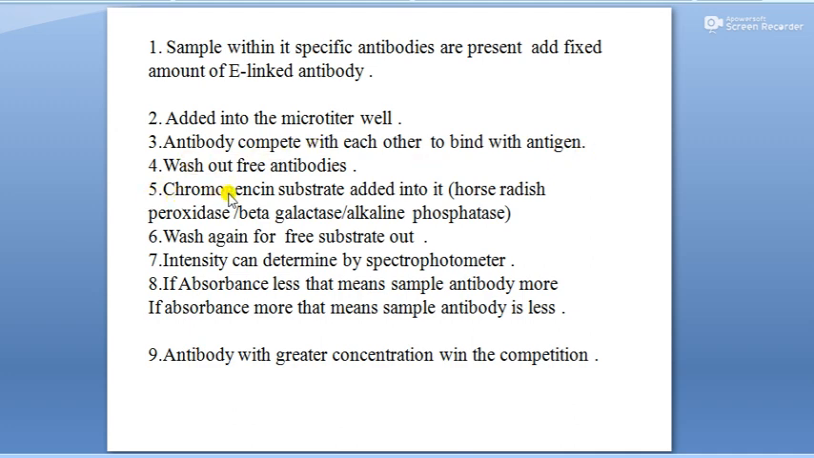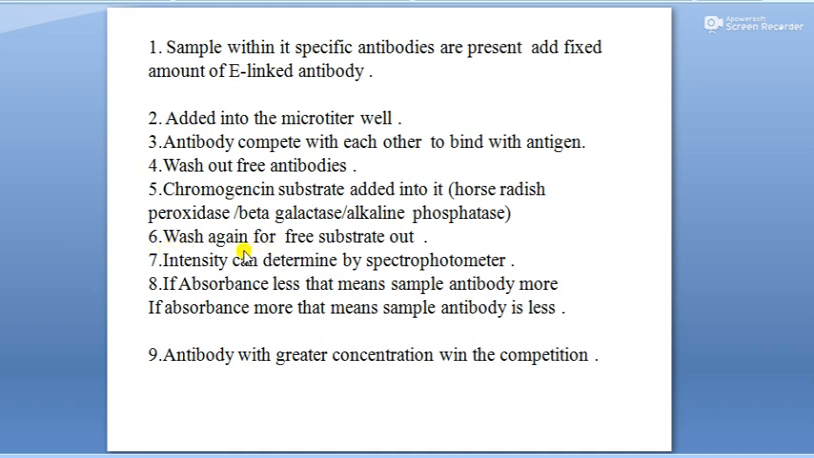Then the next process is to wash out free antibodies. Those antibodies which are free, we need to wash them out, right? Next step is that the chromogenic substrate is added. Chromogenic substrate means it may be horseradish peroxidase, beta galactosidase, or alkaline phosphatase. Any type of chromogenic substrate we can add into it. So for this specific chromogenic substrate we have specific types of enzymes which are already present in the enzyme linked antibody.